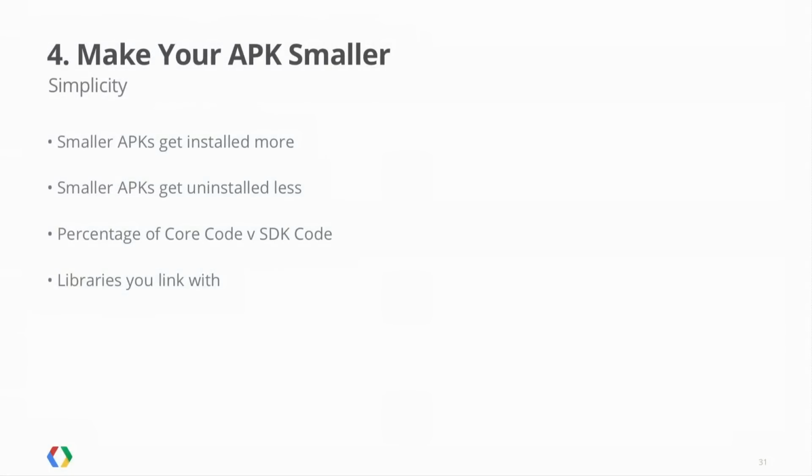Number 4 is to make your APK smaller. Users tend to install smaller apps a lot more than they do larger apps, and they tend to uninstall larger apps at a higher rate as well. Let's think about why. As your phone runs out of memory, there is a finite amount of memory, users tend to go through the list of apps they have in decreasing order of size and start uninstalling the apps that they're using least actively. So the further down that list you are, the less likely you are to be uninstalled. So make your APK size smaller.